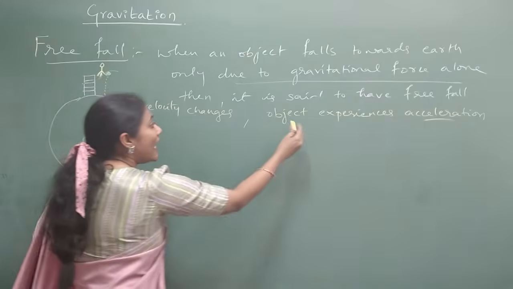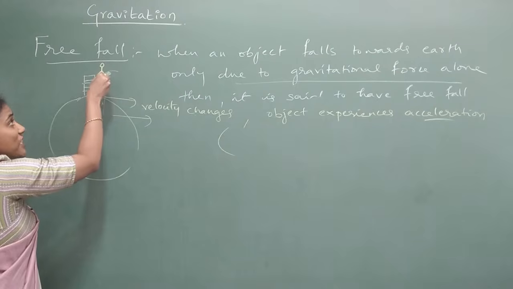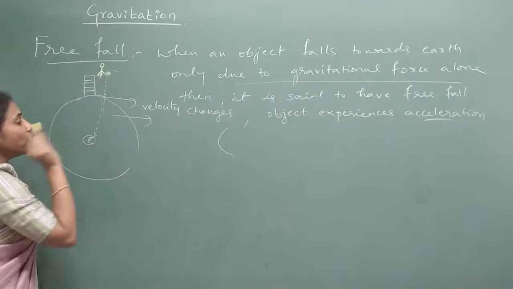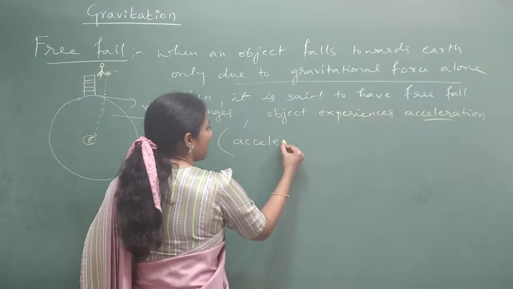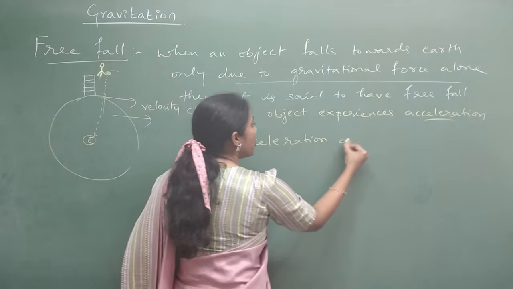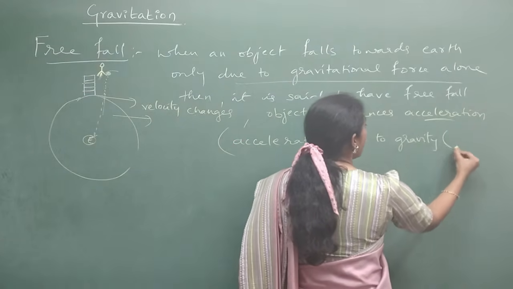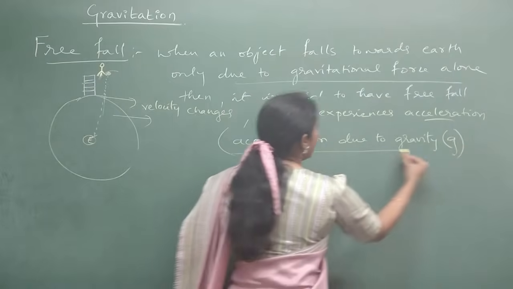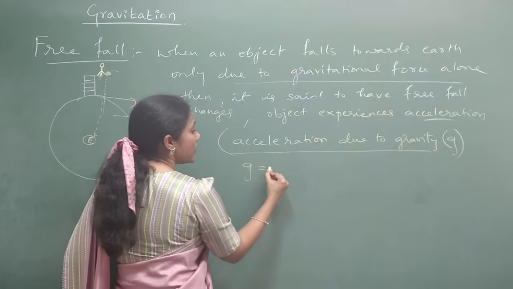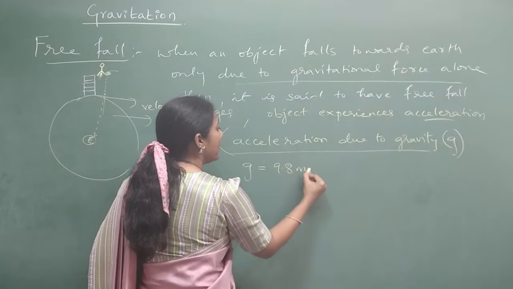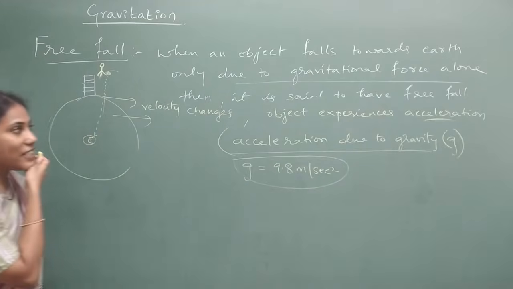So that particular acceleration which is experienced by the object due to gravitational pull is called acceleration due to gravity. Acceleration due to gravity, very very important, and this acceleration due to gravity is indicated with the letter G. This acceleration due to gravity, that is G, is equal to 9.8 meter per second square. So this is the value of acceleration due to gravity.